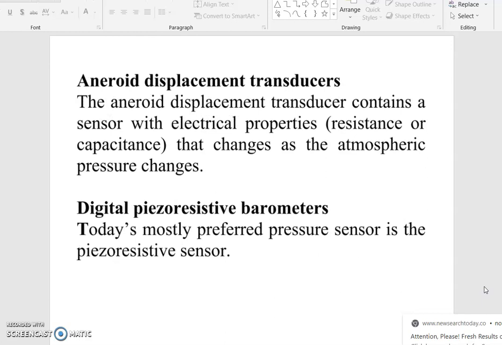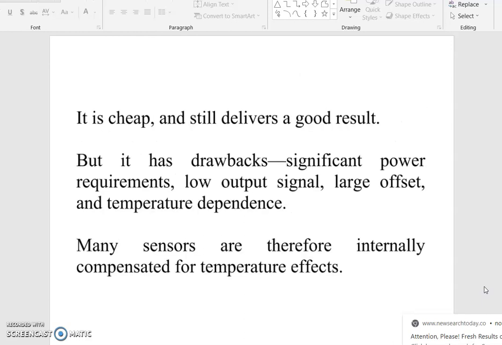Aneroid displacement transducers. The aneroid displacement transducers contain a sensor whose electrical properties, like resistance or capacitance, change as the atmospheric pressure changes. Digital piezo-resistive barometer. Today, the most preferred pressure sensor is the piezo-resistive sensor. It is cheap and still delivers a good result, but it has drawbacks: significant power requirements, low output signal, large offset, and temperature dependency.